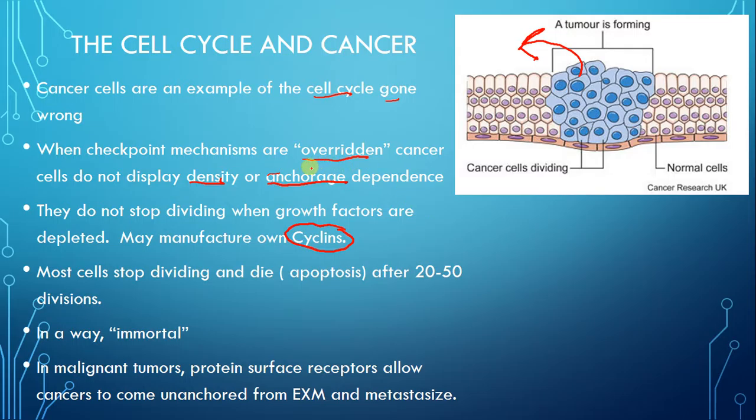What happens because of this is most cells stop dividing or die through apoptosis after 20 to 50 different divisions. That's not the case for tumor cells or cancer cells. They'll keep going and keep going, almost becoming immortal.